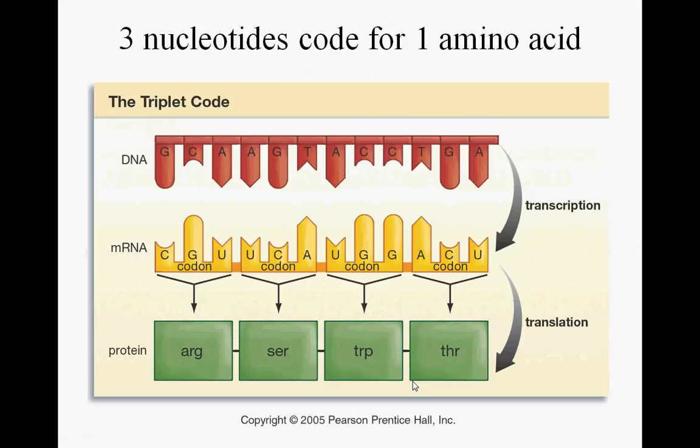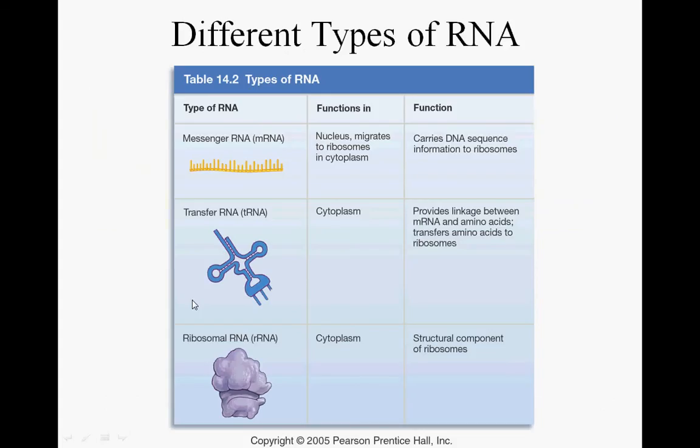Well, it takes 3 nucleotides to code for 1 amino acid, and we call this the triplet code. If you see here in the DNA, we have G, C, and A, and the complementary mRNA sequence will be, of course, G pairs with C, C pairs with G, A pairs with U, because this is RNA in this case. It takes 3 of these to make 1 amino acid. So these 3 particular mRNA nucleotides code for 1 amino acid, arginine, and so on and so forth. So 3 nucleotides make one amino acid, and that is called the triplet code.